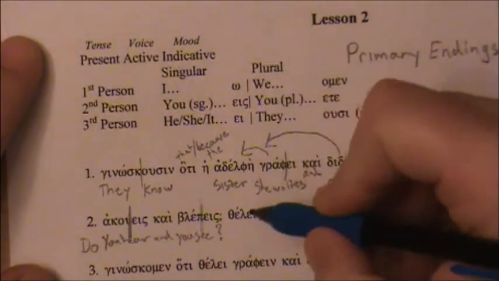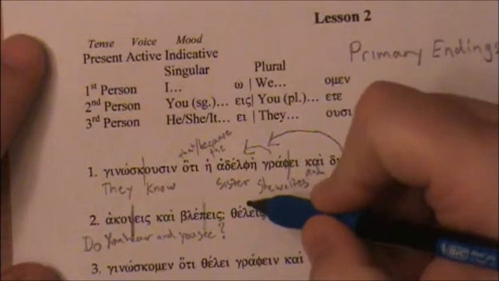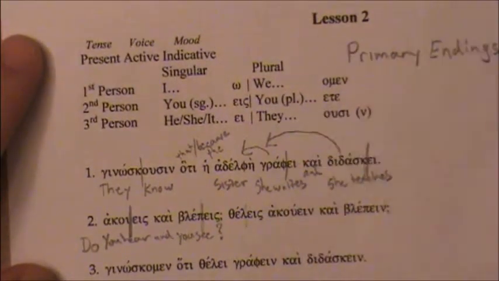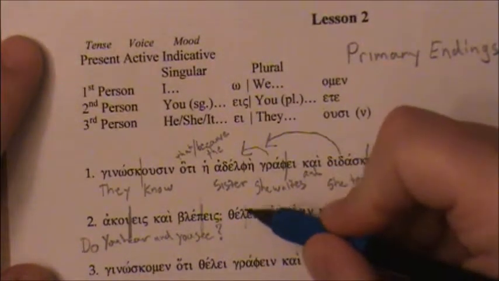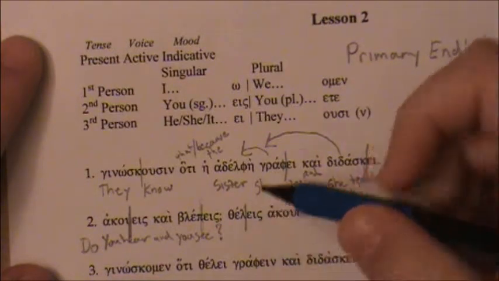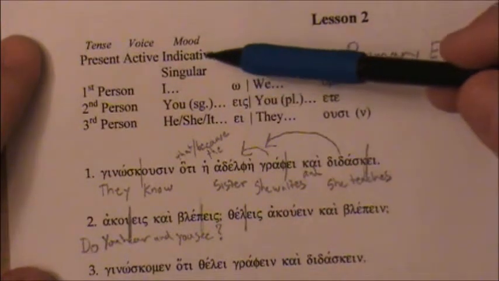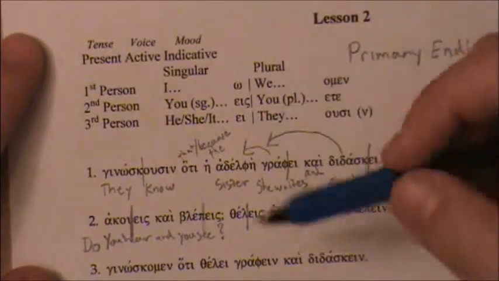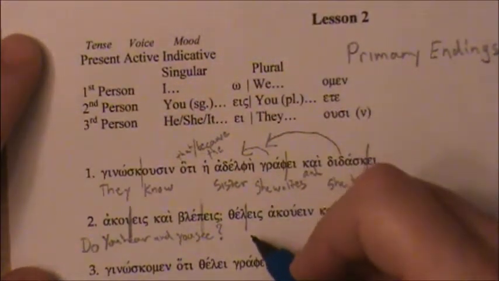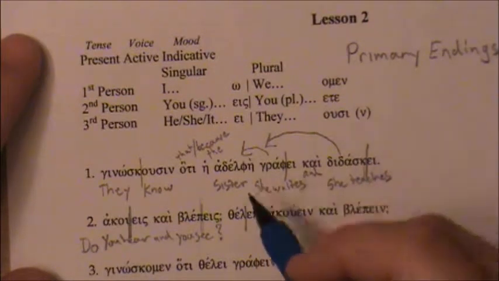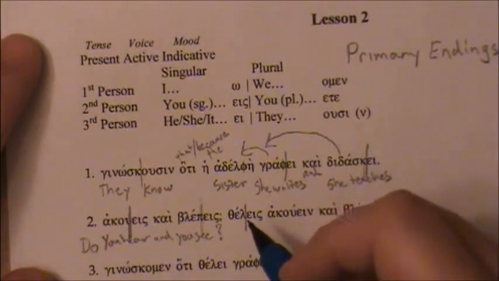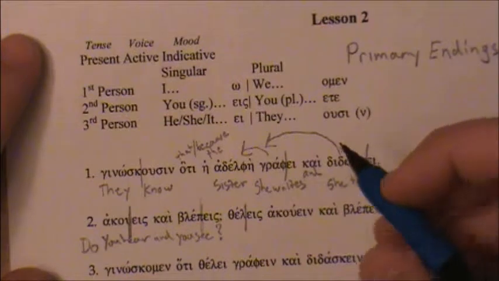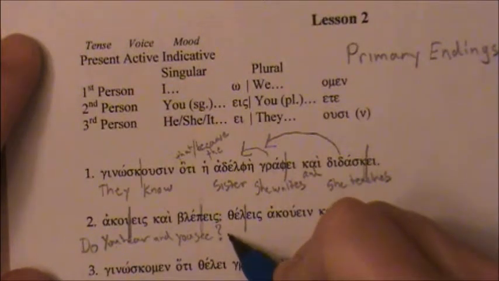Okay, next one here, theleis. Okay, we can cut that right there. We know it's the same ending, present active indicative, second person singular, so it means you, singular, and thelo is I wish, or I will, or I desire. So, well, I guess you could say want, but I wish.